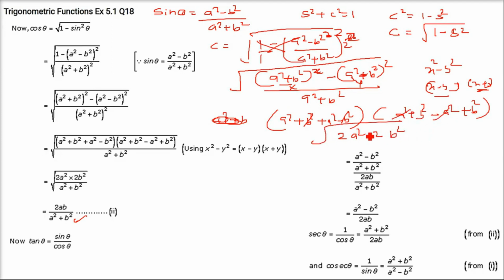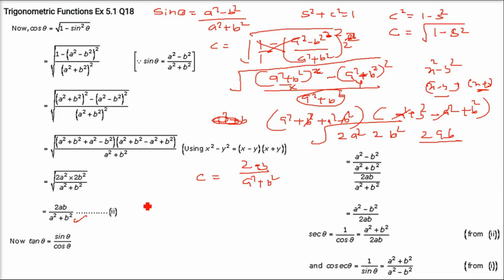So what do you get? A comes out, b comes out of the root, and 2 into 2, 4. 4 under root is 2. So 2ab comes out, and what is the denominator? I already told you that it is a square plus b square. This is the cos theta. Cos theta is 2ab by a square plus b square.